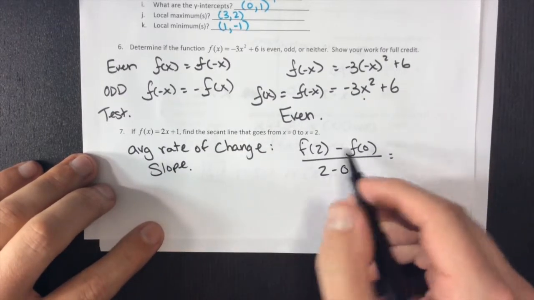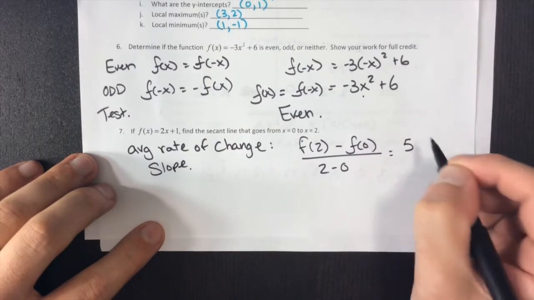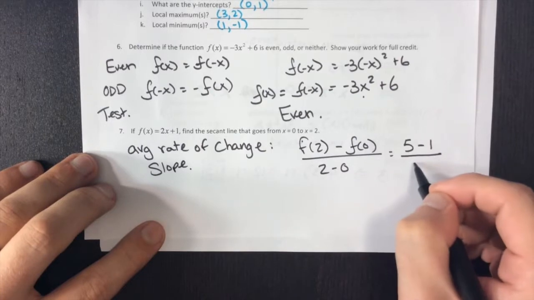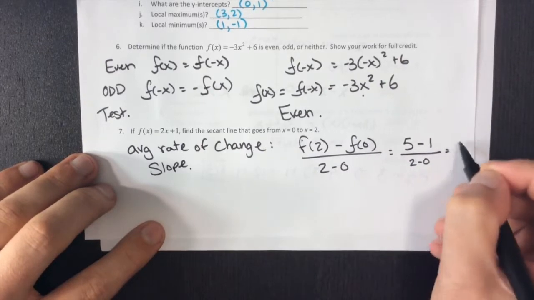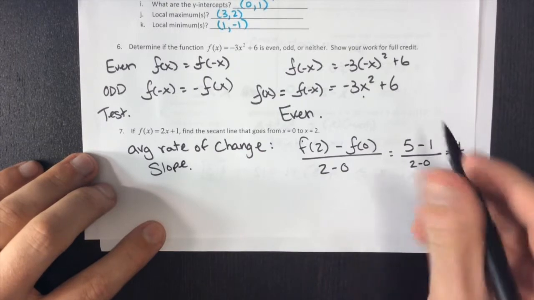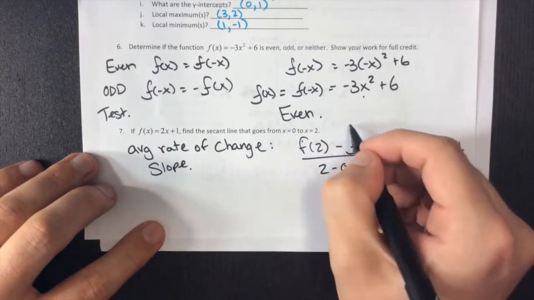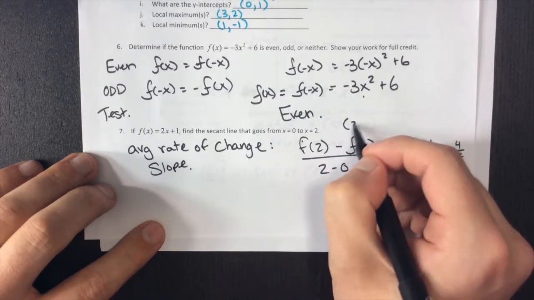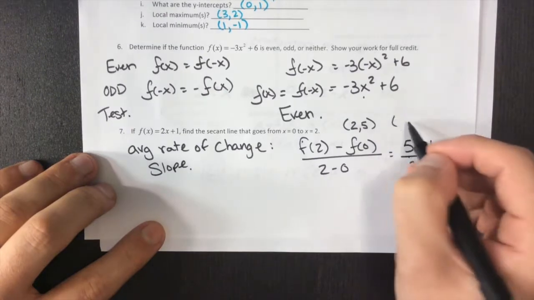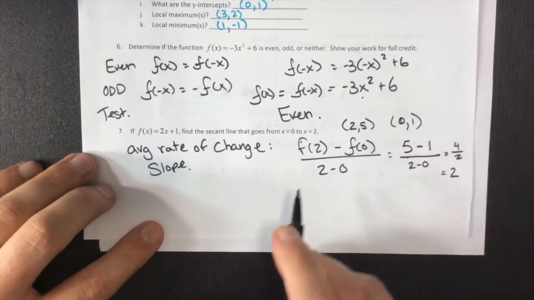So let's plug in here. What is f of 2? Well, that's 5. What's f of 0? 1. So over 2 minus 0, that's 4 over 2, which is 2. Okay, now I look at these x values. I already found the y values here. So my ordered pairs that I'm really looking for is 2, 5, and 0, 1. Those are my 2 points.